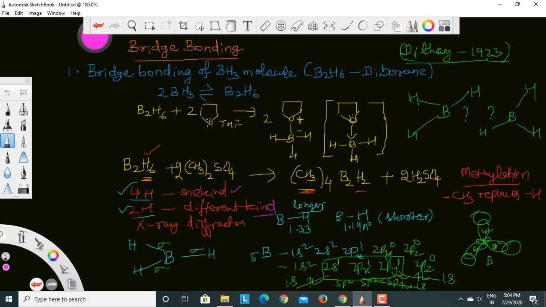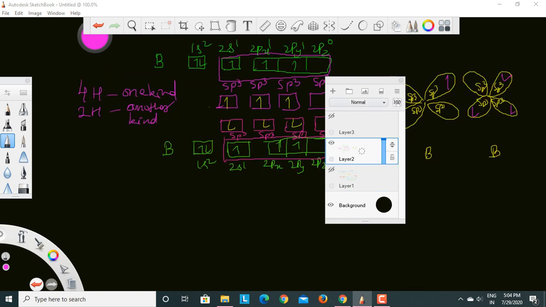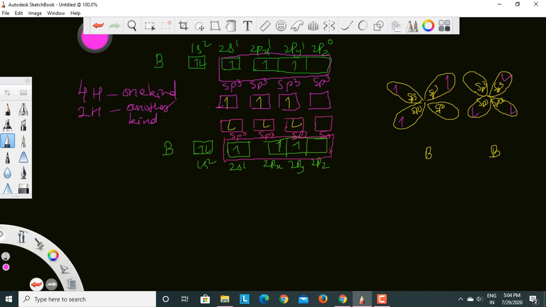Okay. So next, let us go to the next page. So here, 4 hydrogens of one kind means we can think that these 4 hydrogens must be terminal hydrogens. Let us take boron here, boron here. Let us try to draw the Lewis structure. So 4 hydrogens of one kind. Let us make the 4 hydrogens this side, terminal hydrogens. Make single bonds. So 4 hydrogens are terminal hydrogens.